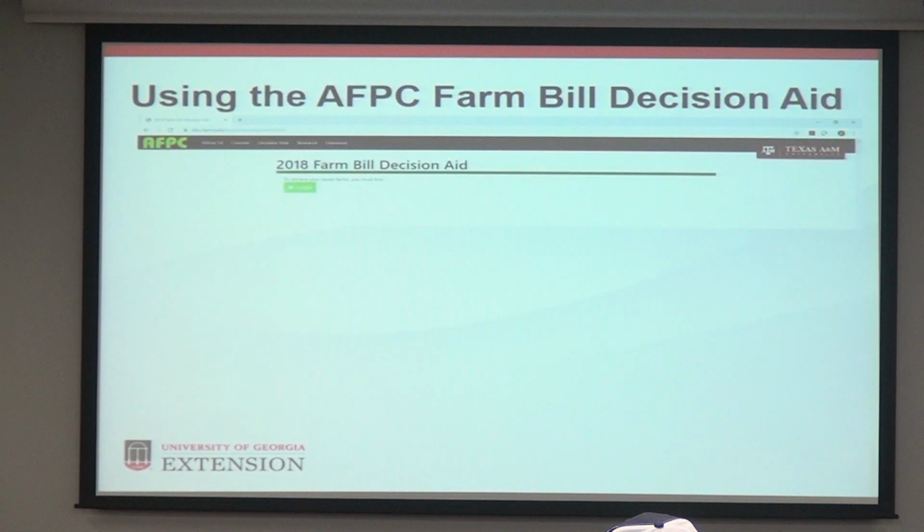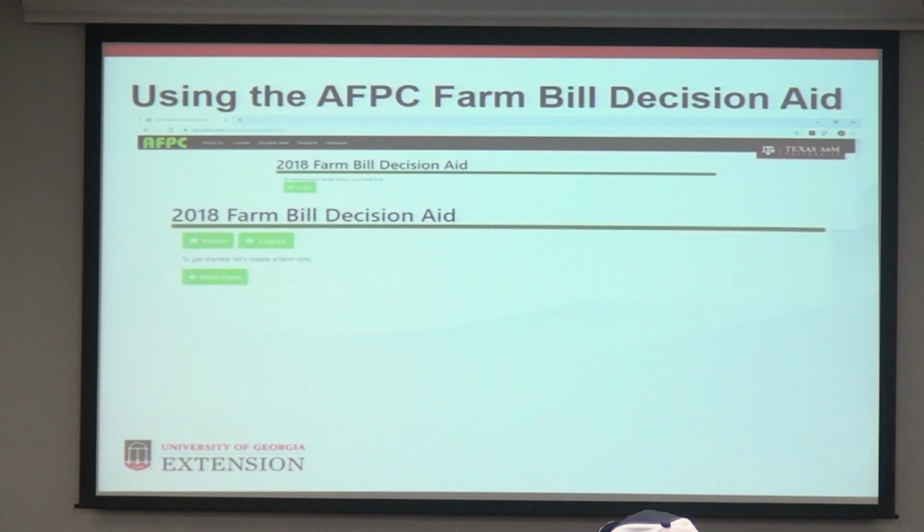So looking at the AFPC Farm Bill decision aid, you start with, and I apologize, some of these are a little bit small, but I'll walk you through, just want you to see an overview of the ease of use of this tool. You start with the login page. From the login, you have to put in an email address and a password, but that's the extent of the personal identifying information that goes in there in terms of demographics or what have you. It's just that email address and whatever password you choose.